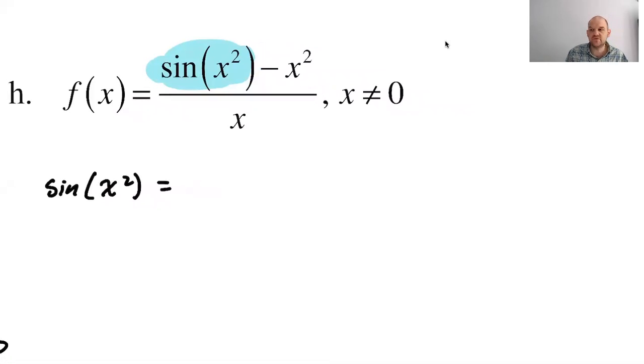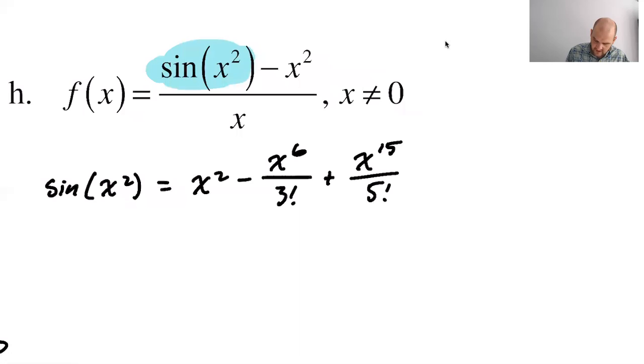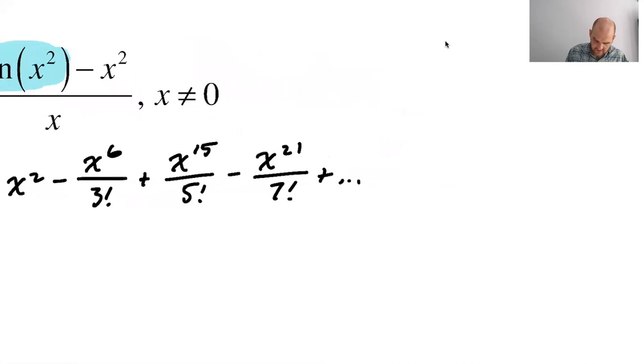All right, so sine of u, sine is odd, so it's u minus u cubed over 3 factorial, plus u to the 5th over 5 factorial, and so on. So this is going to be u, which is x squared, and then minus x squared cubed is x to the 6th because you multiply the exponents, over 3 factorial, plus x squared to the 5th, so x to the 10th, over 5 factorial, and then minus x squared to the 7th over 7 factorial. All right, I got myself all confused here, so I'm pretty sure that's right.